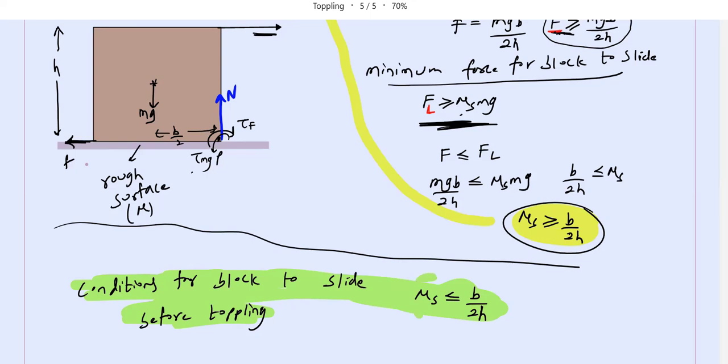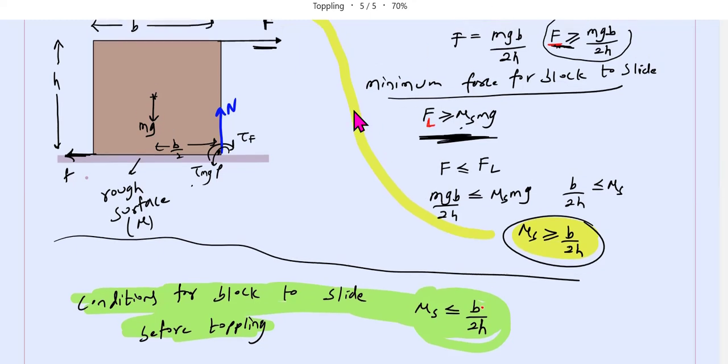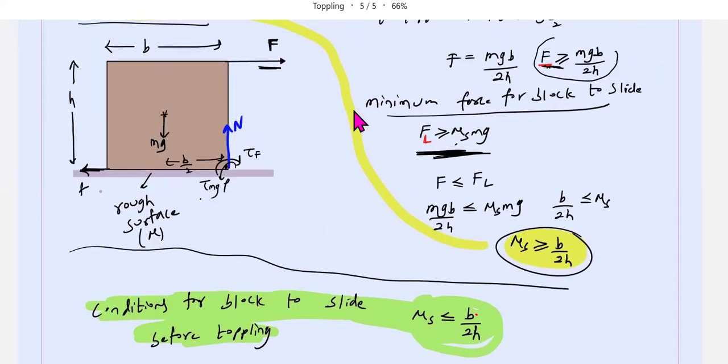So it all depends upon the coefficient of friction between the block and the ground and the dimensions of the block. I think I'm showing everything in one picture. So whether the block will first slide or first topple will be determined by the coefficient of friction mu s, the height and the width of the block.